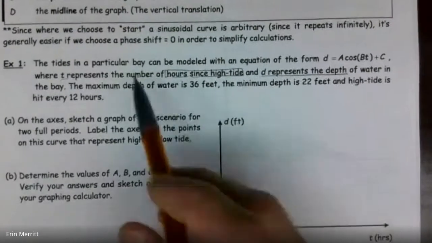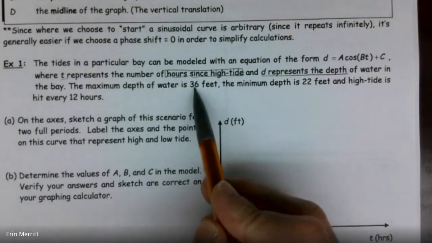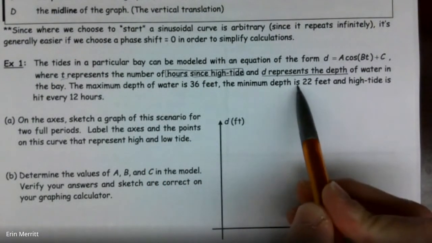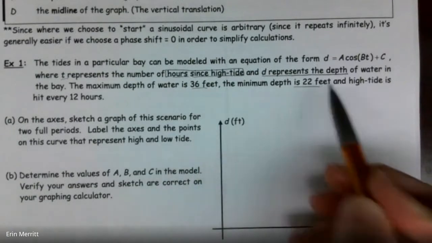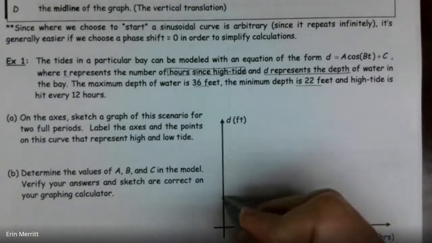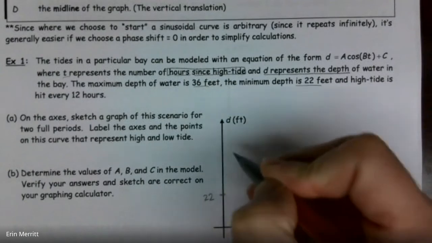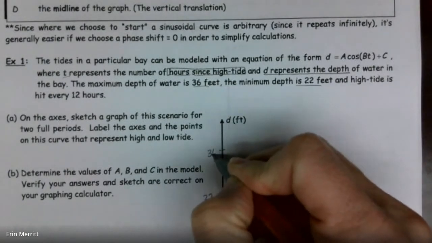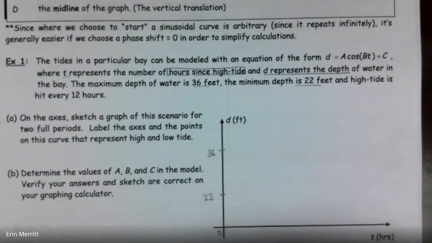That's the depth. The maximum depth of the water is 36 feet. The minimum depth is 22 feet. So right there kind of tells us the scale we need on the y-axis. So over here, we can say like 22 up to 36. And don't worry about it being perfectly spaced. It's not a big deal.